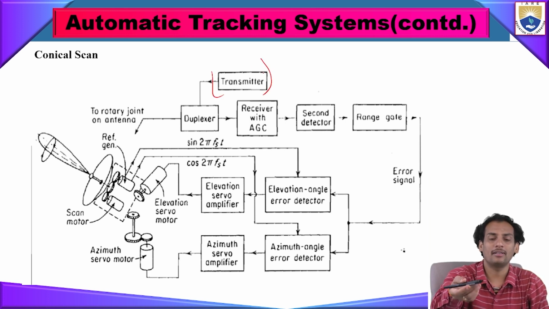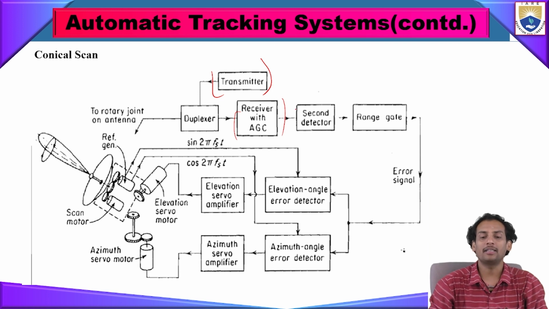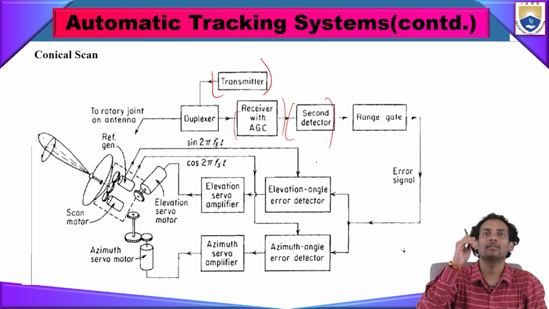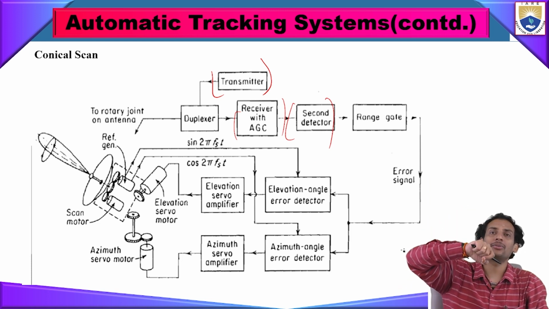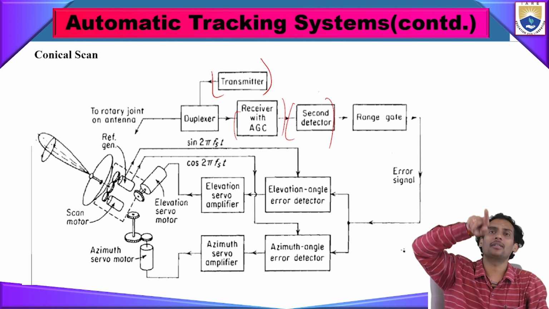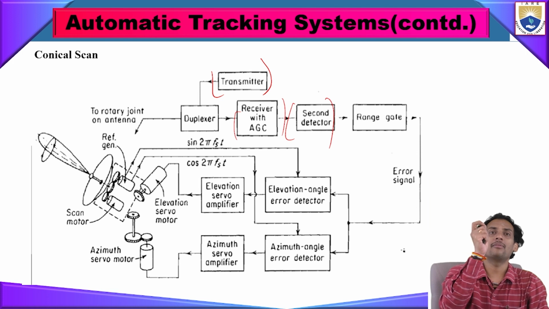Like the same in a radar system, the transmitter, duplexer, receiver, and the second detector will be there. When one angle shows the line of sight, at another angle it will see whether other positions are covered or not.